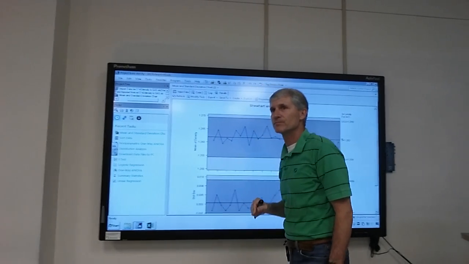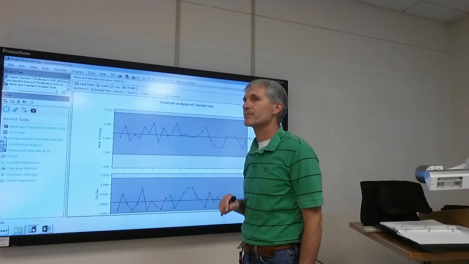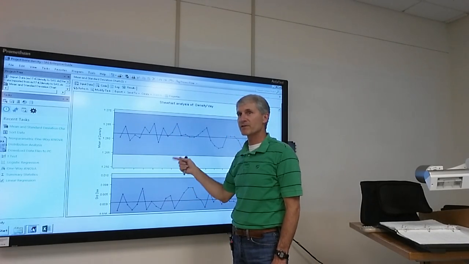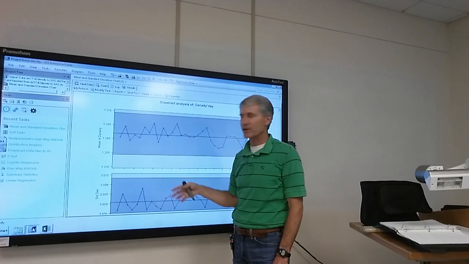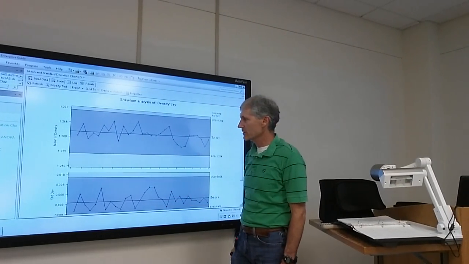Question? Is it just like the same interpretation, I guess, in control? That's all you need to say? It is, that's right. The X bar and the S both have the same way to interpret. You got your upper and lower limits, and you're seeing if anything goes out.